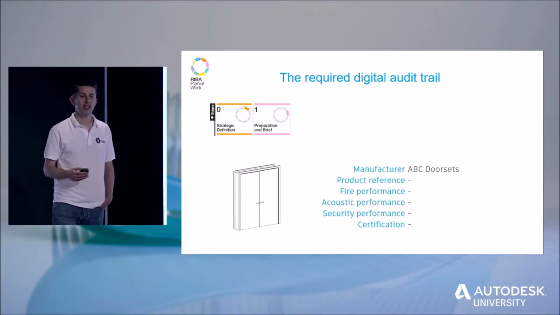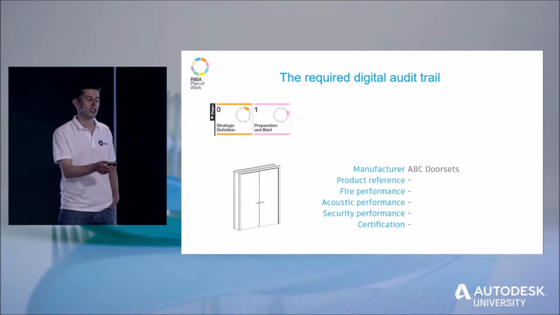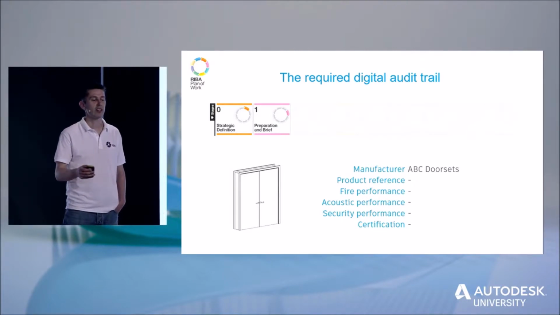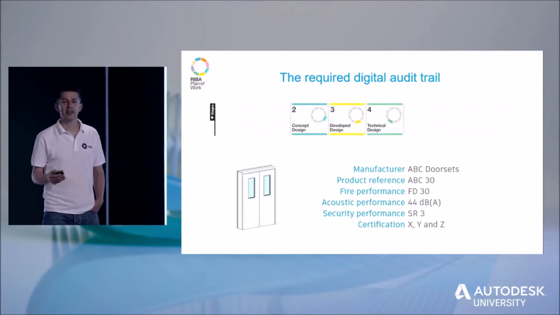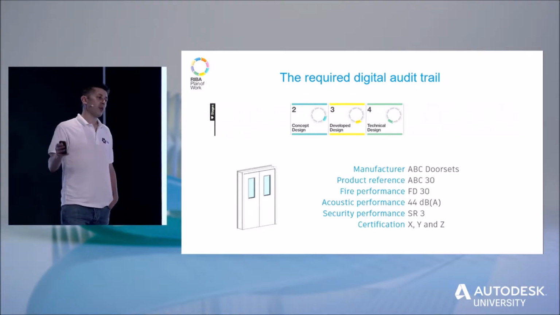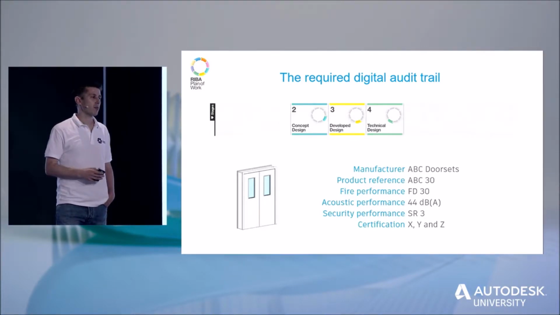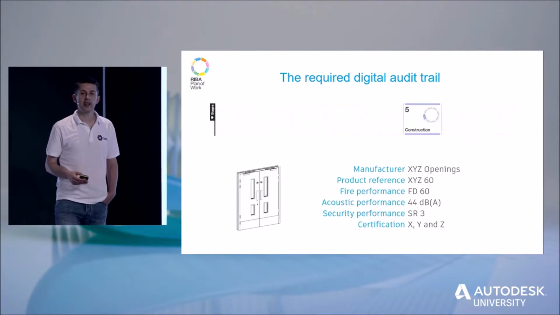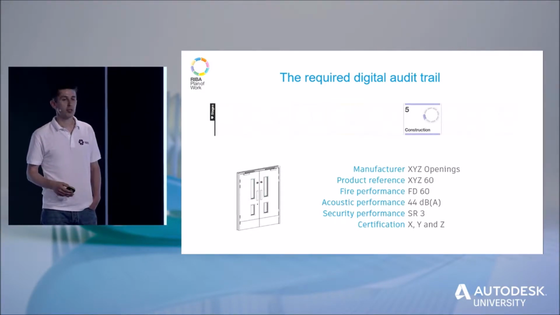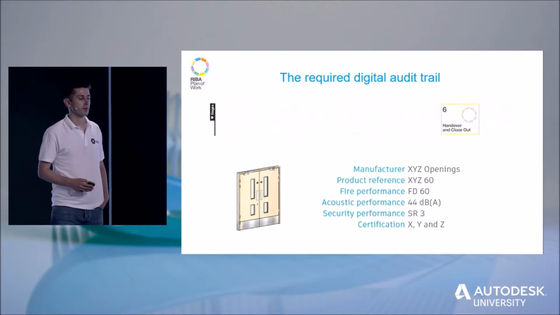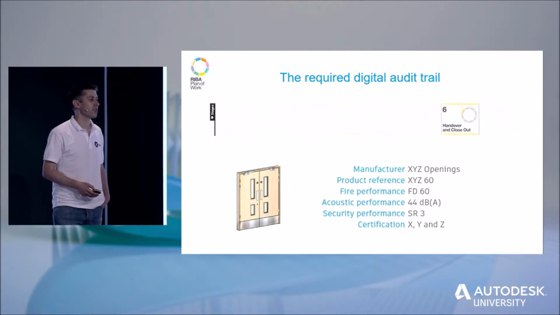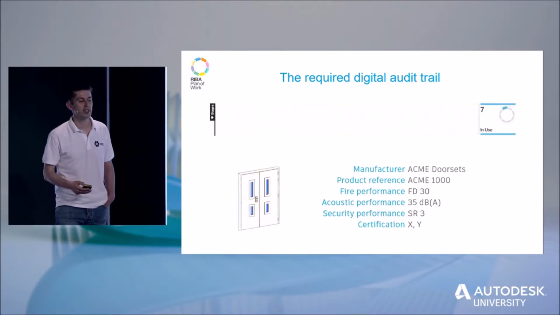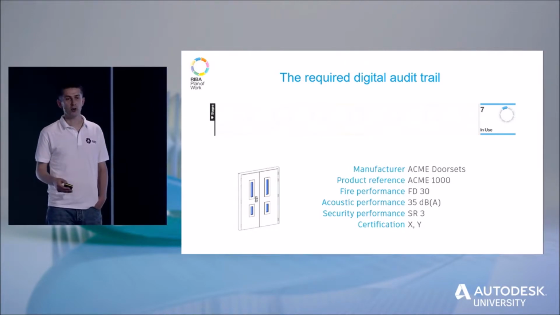The client may say, okay, I want the door sets to be from a particular manufacturer. The designer then does the design and picks from that manufacturer's product range. The contractor then buys the product ready to install. Somebody then inspects it, and then two years later, somebody replaces that door.